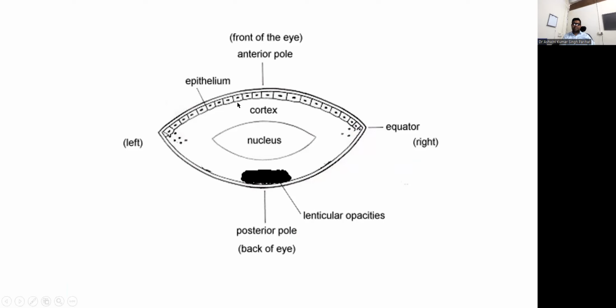In this representative view, you can see the normal lens. This is biconvex or plano-convex. See the anterior pole, this is the epithelium, the equator of the lens, the cortex, the nucleus, and that is the posterior pole. You see this lenticular opacity, these are the exudates which I was showing. They will come and get deposited at the posterior pole of the lens. The light which passes straight won't be able to cross this lenticular opacity, and the patient will develop the posterior subcapsular cataract, and then we have to manage that cataract accordingly.